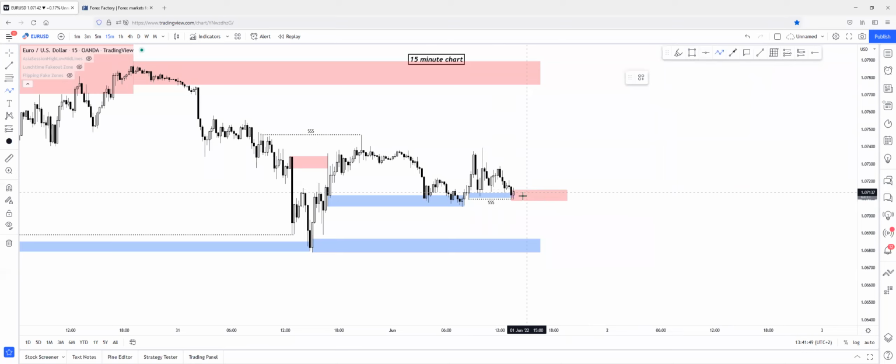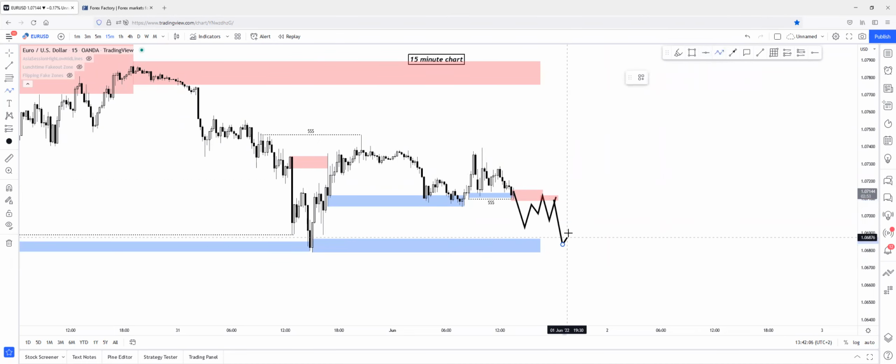If this 5-minute supply zone is formed after a break of this structure and a change of character to the downside and liquidity sweep, you'll be able to take a trade based on the 1-minute confirmation that will present on this supply zone. And if there is a continuation and a confirmation, you'll be able to take a trade down to this demand zone.